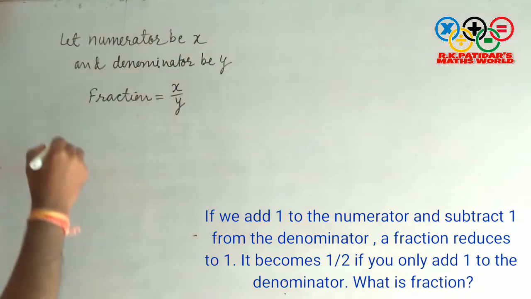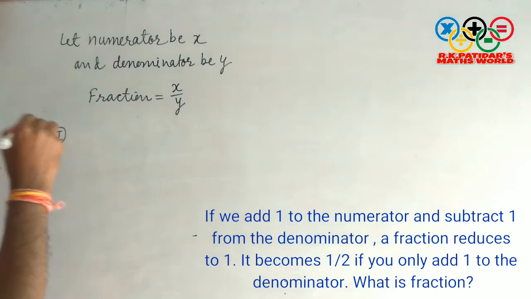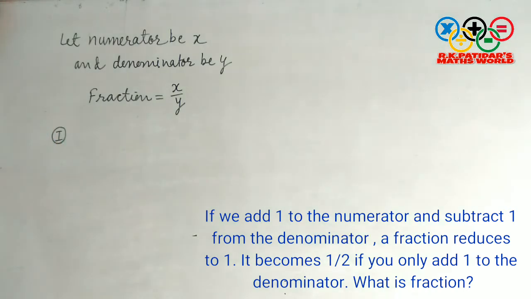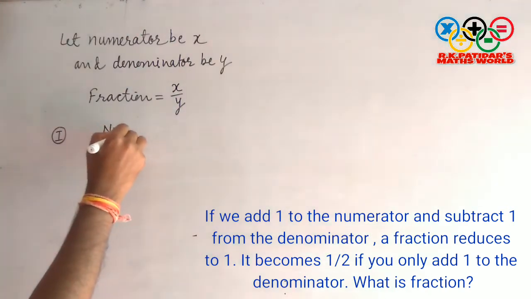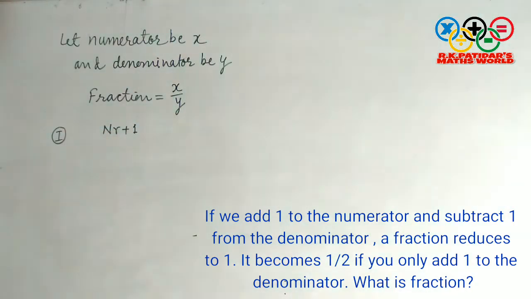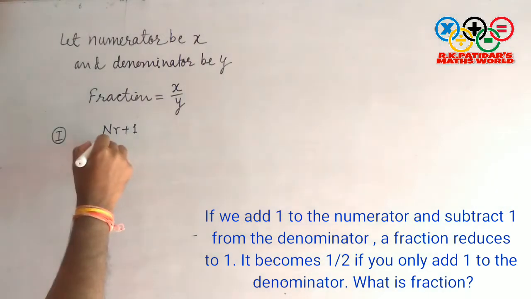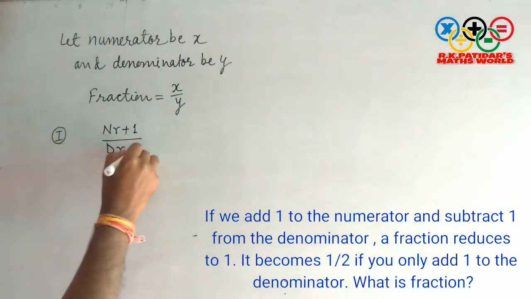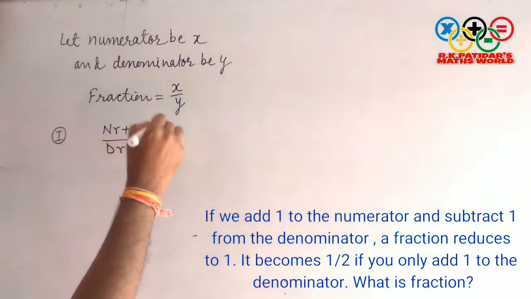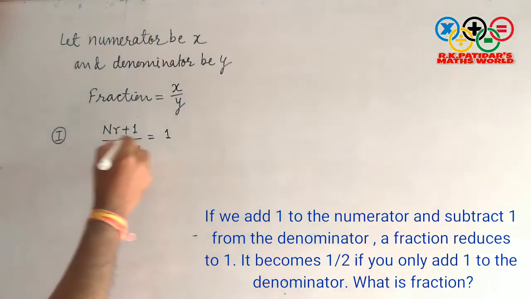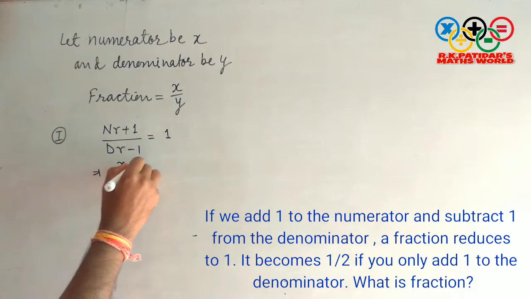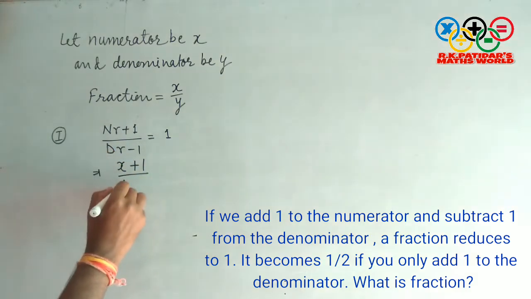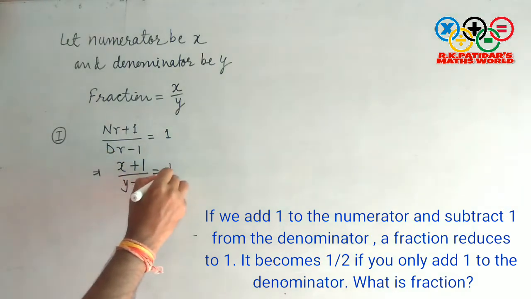Now according to the question, the first condition is: 1 is added to the numerator and 1 is subtracted from the denominator. Then the fraction reduces to 1. So our numerator is x, so x plus 1, and the denominator is y, so y minus 1, is equal to 1.